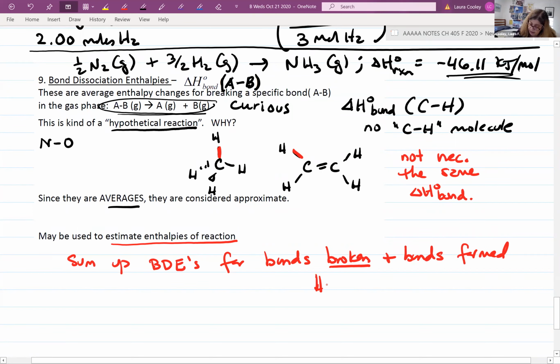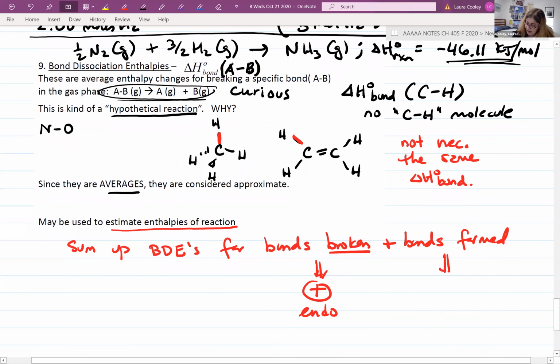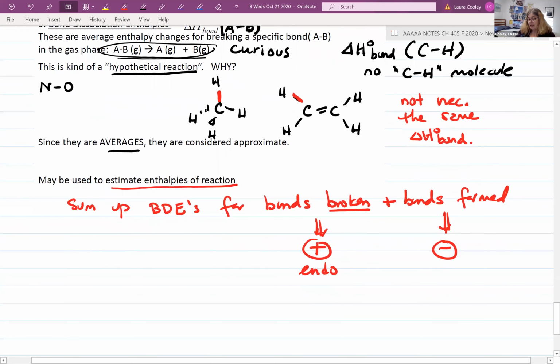And when they're broken, they're positive, they're endothermic. It takes energy to break those bonds. And when they form, you have to count them as negative because it releases energy. So you basically add up all the bonds that are broken and formed, and you multiply the number of bonds by the bond dissociation enthalpy for that particular bond, and you'll have a large positive number because it's going to be the sum, and you're going to add a pretty large negative number to that. So anyway, we'll do examples of this later on.